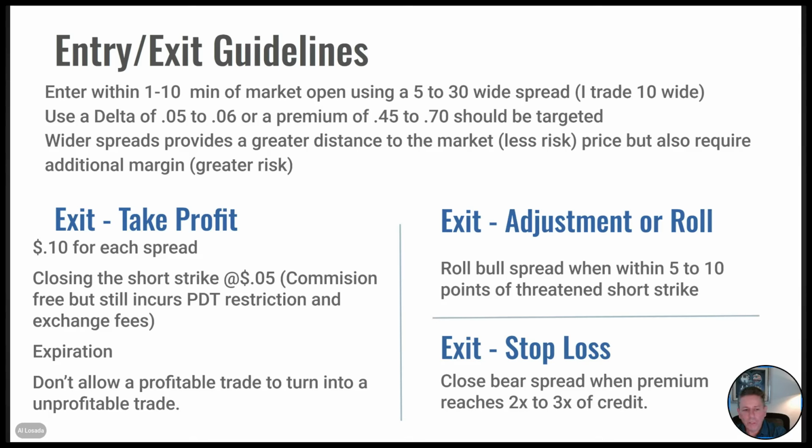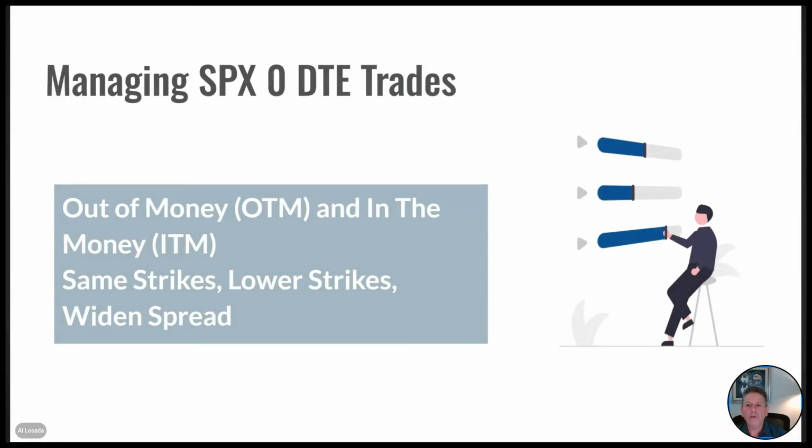When you have a close bear spread, the best thing to do, if you're not rolling it, is close that trade for 2x or 3x of the credit that you put on. So if you put on a 50 cent credit, your stop loss would be $1.50. That's just an example. There are different ways to do it, and a lot of people do it differently. I'm just giving you what I know out there.